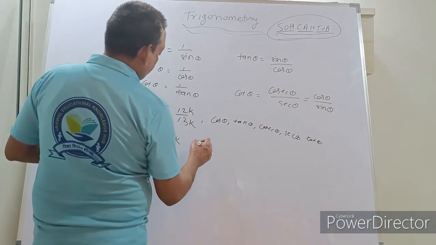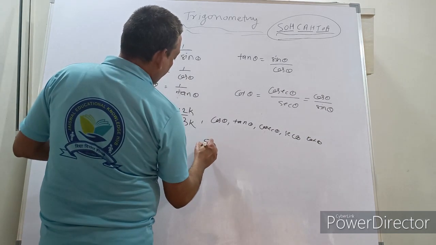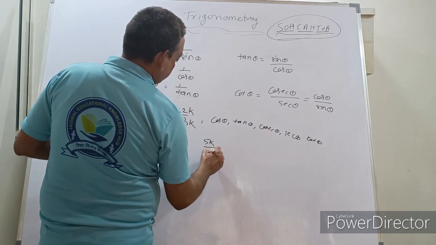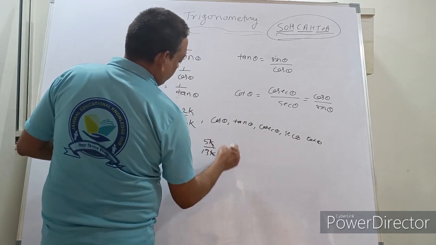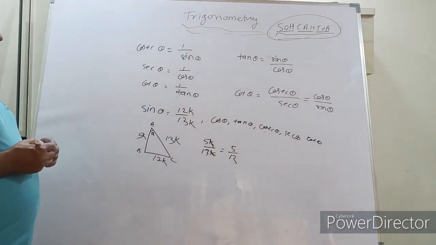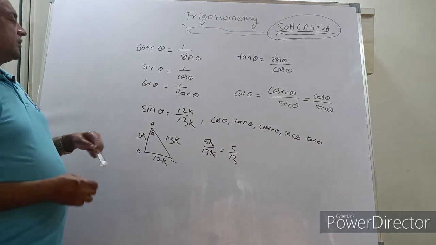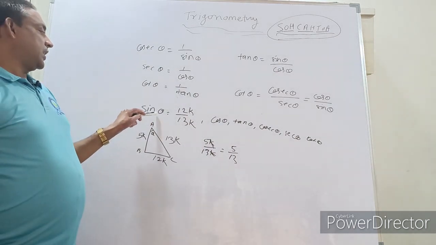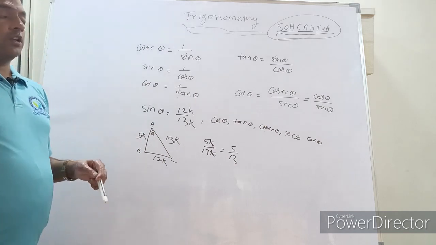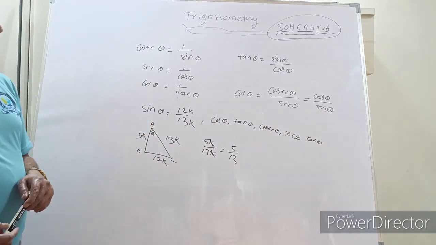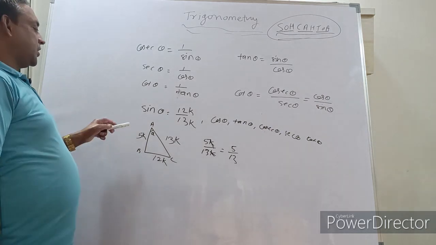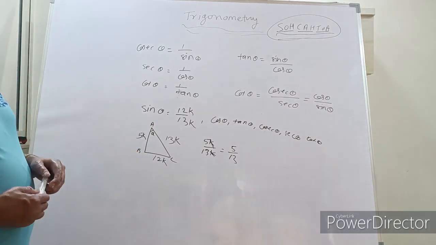If your answer is coming 5k upon 13k, then k and k get cancelled, so the answer will still become 5 upon 13. So if you want, you can take k as the multiple, because now sin theta is 12 upon 13, it means the numerator is a multiple of 12 and the denominator is a multiple of 13. So you can use k, or you can do it without k also, and the answer will still come the same.